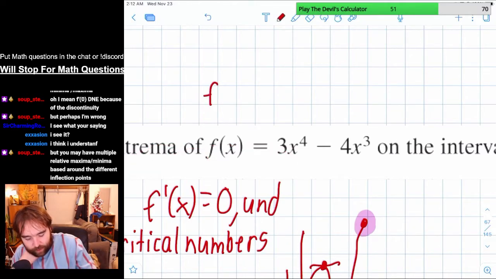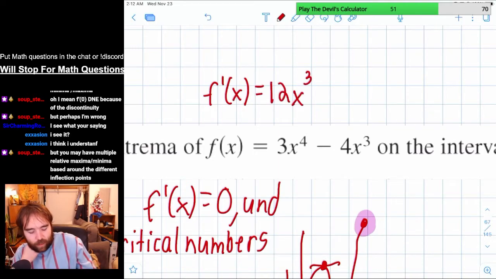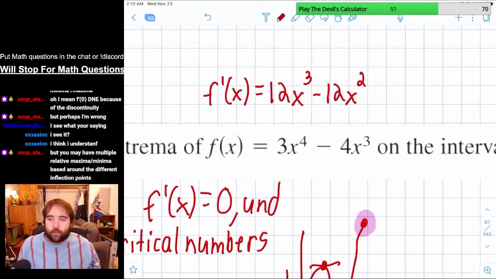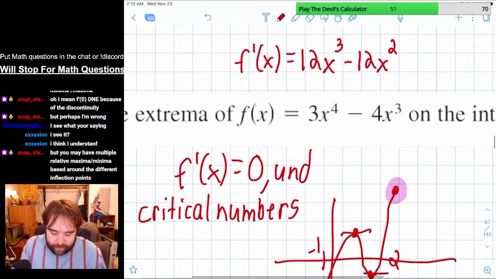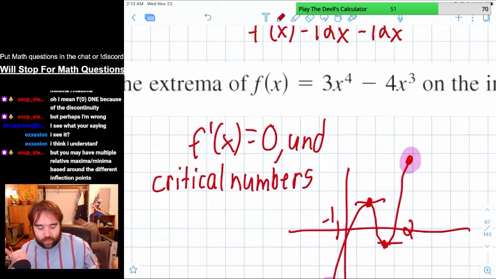That's pretty quick and easy, power rule for the derivative. We bring the 4 to the front and multiply it, and decrease the power by 1. Bring the 3 to the front and multiply it, and decrease the power by 1. So there's our derivative. Now what do we want? We want to know when that derivative is 0, and when is it undefined.